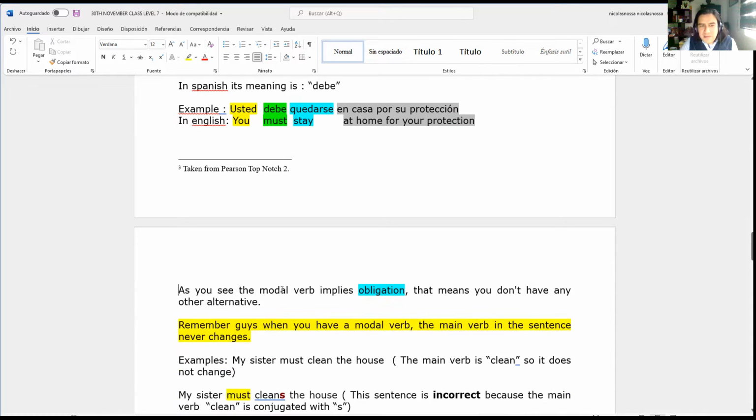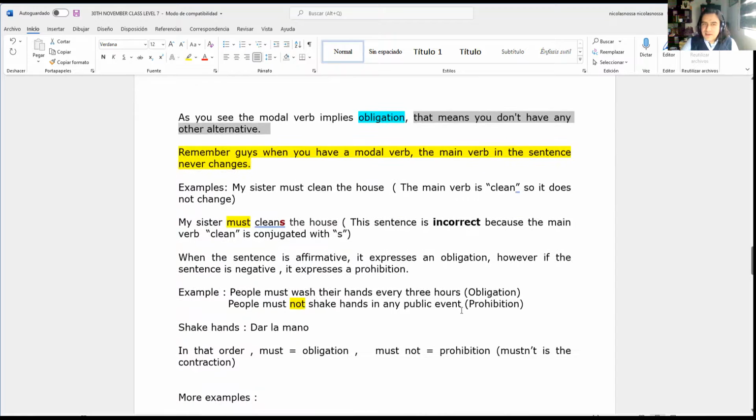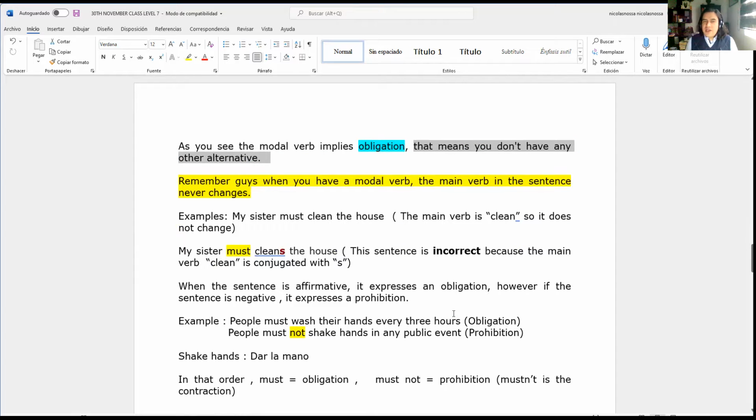Entonces, as you see, the modal verb implies obligation. That means you don't have any other alternative. So, it's an obligation. I don't have more alternatives. Must. Este es mi verbo modal. Si te es una obligación y no tengo más alternativas, quiero decir algo que implique obligación, este es mi verbo modal, ¿ok? Must. Remember, guys, when you have a modal verb, the main verb in the sentence never changes.